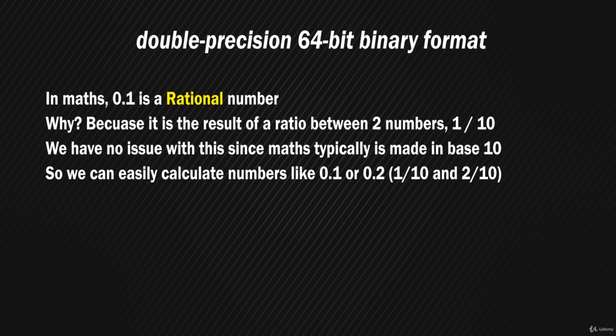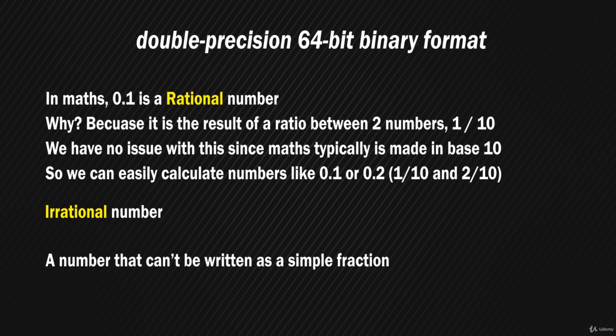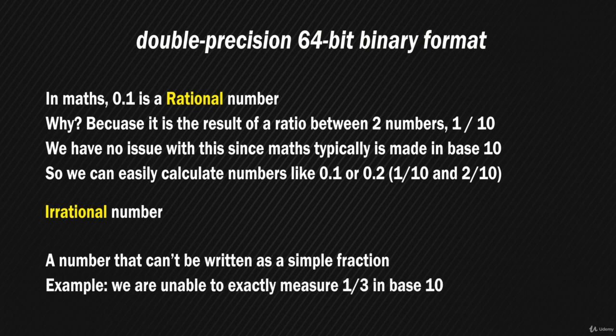And we can easily calculate numbers like 0.2, which is also 2 divided by 10. But what happens with irrational numbers? Irrational numbers are numbers that can't be written with a finite series of digits. We cannot measure 1/3 in base 10. What is 1/3? Well, it's 0.33333, and it just continues on forever. And think about that. We actually cannot represent this number in base 10.